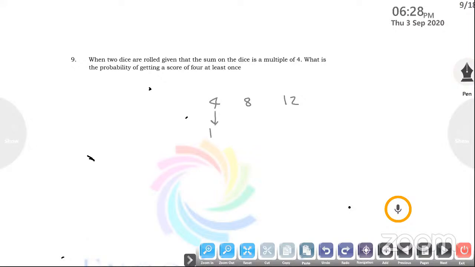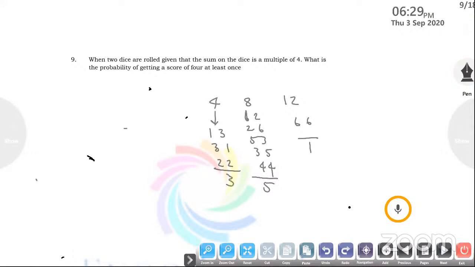(1,3), (3,1), (2,2): 3 ways. For 8 we can get (6,2), (2,6), (5,3), (3,5) and (4,4). This is totally 5 ways. Coming to 12, only (6,6), one way. So the total number of outcomes is 9.